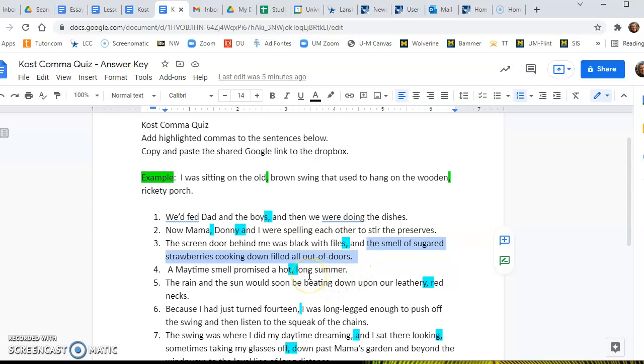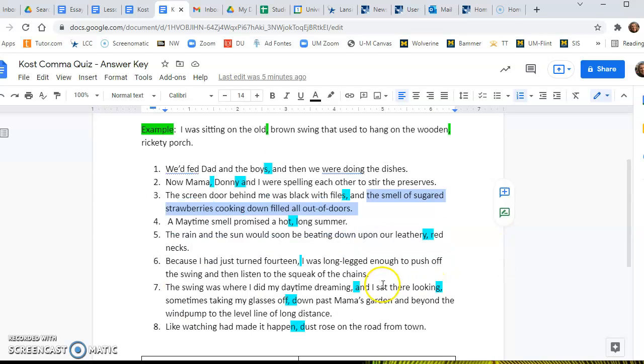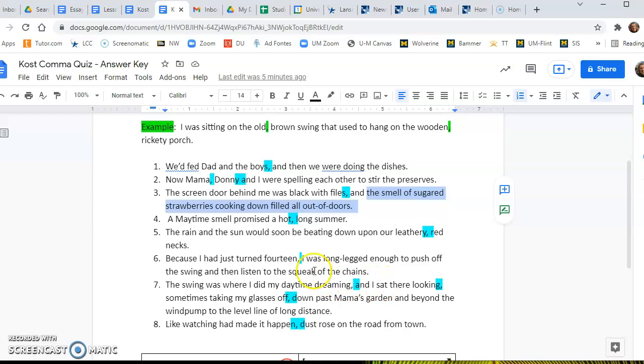The other rule is a comma goes between two adjectives that describe the same noun. So like "hot" describes summer and "long" describes summer. So you put a comma between the two. "Leathery" describes neck, "red" describes neck. So again, these two adjectives describe the same noun, so you put a comma between the two adjectives.